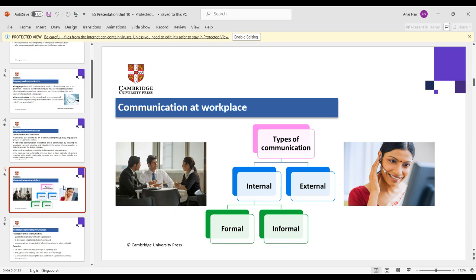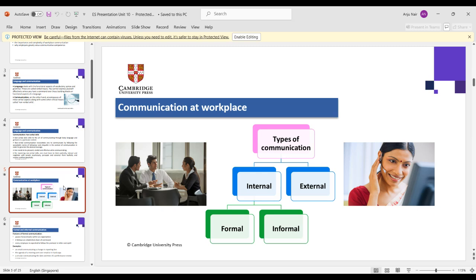Before moving on to how communication exists within an organization, let us have a look at communication at the workplace. Just quickly glance through the types of communication that are present in an organization. You have internal communication and you have external communication. Internal communication means communication that happens within the organization.